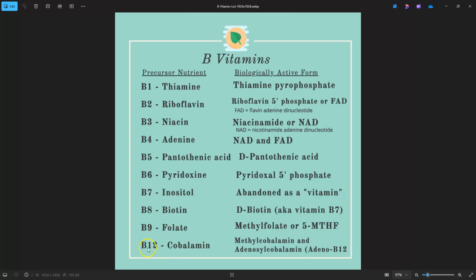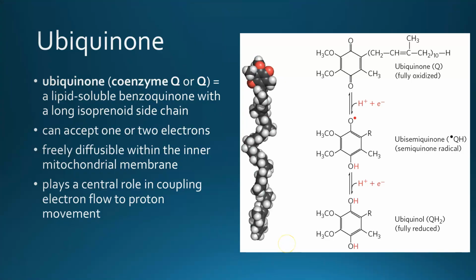But B12 we definitely still do. That's cobalamin, and we'll see where that comes in also later in the course. Coenzyme Q, which is also called ubiquinone, you can tell it has a long hydrocarbon tail, making it anchored into a lipid bilayer, and then it has this quinone portion.